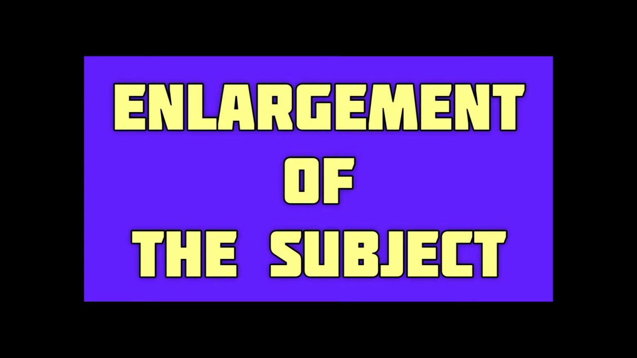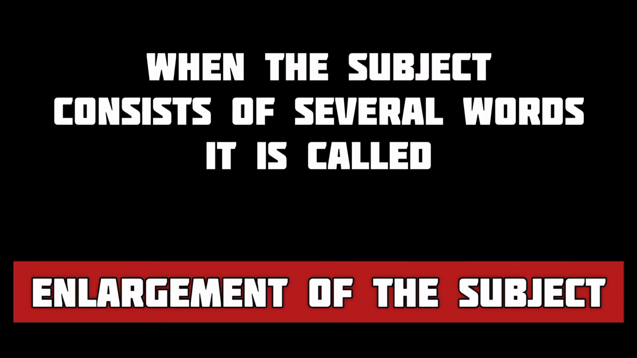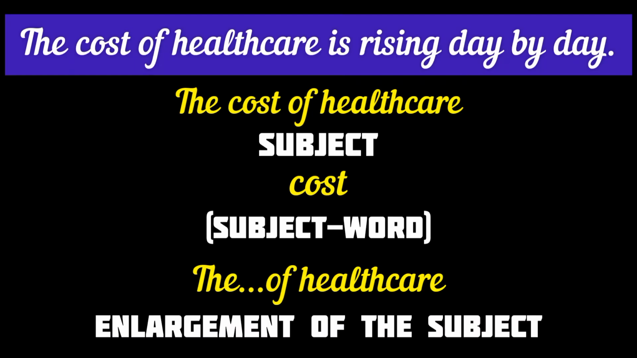Let's now study what is known as enlargement of the subject in English grammar. If the subject of a sentence consists of several words, if it is multi-worded, it is called enlargement of the subject in English grammar. For example, the cost of health care is rising day by day. Here the subject of the sentence is the cost of health care. And the most important word of this multi-worded subject is cost.